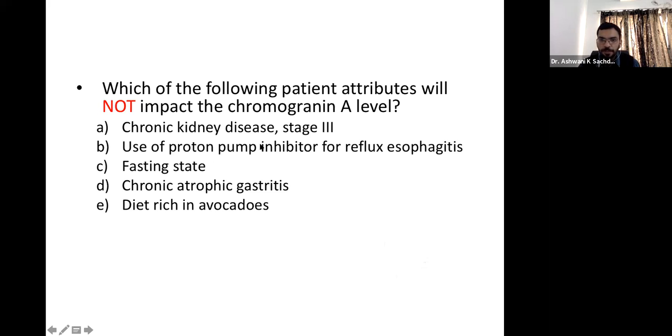So for this, we know that chronic kidney disease is one of the factors which impact chromogranin level. Use of proton pump inhibitor affects it, and chronic atrophic gastritis. These three things affect it. Fasting state does not affect chromogranin, and also diet rich in avocados. This diet rich in avocados is more important for 5-HIAA levels. That is, it increases the serotonin and further 5-hydroxyindoleacetic acid levels. Answer is fasting state and diet rich in avocados, C and E.